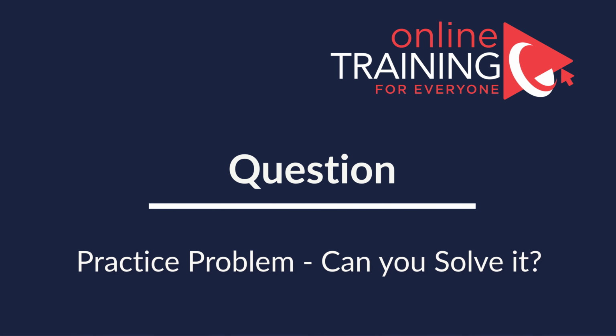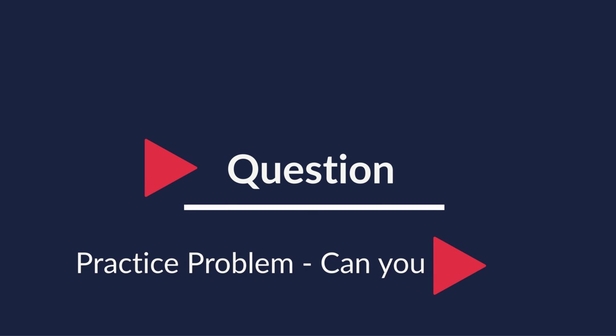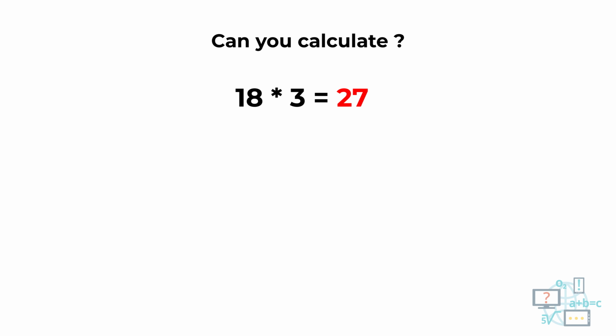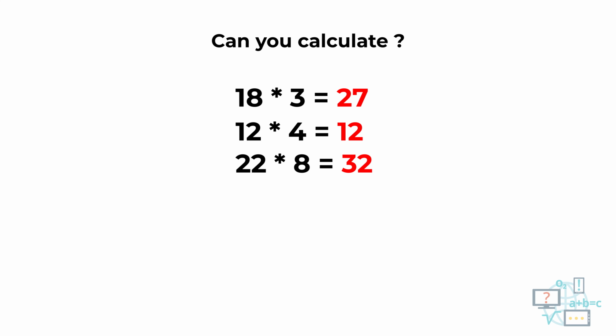And here is the practice question for you. You're presented with 3 full expressions and you need to calculate the missing number in the 4th expression. Here are 3 full expressions. 18 by 3 equals 27. 12 by 4 equals 12. 22 by 8 equals 32. And you need to calculate the result of 12 multiplied by 9.